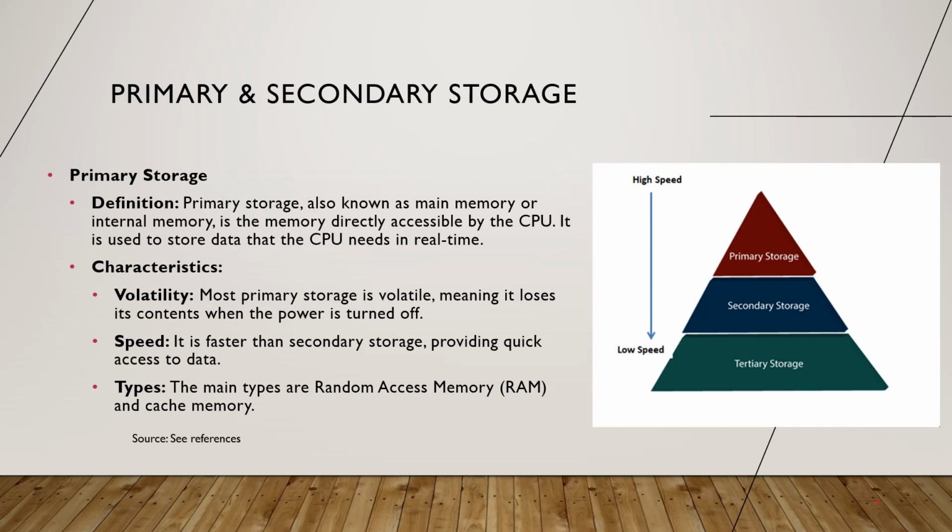There are 2 types of storage, primary and secondary. The primary storage, also known as main memory or internal memory, is the memory directly accessible by the CPU. It is used to store the data that the CPU needs in real time. The characteristics include volatility. Most primary storage is volatile, meaning it loses its contents when the power is turned off. Speed. It's faster than secondary storage, providing quick access to data. Type. The main types are random access memory, which everybody knows, RAM, and cache memory.